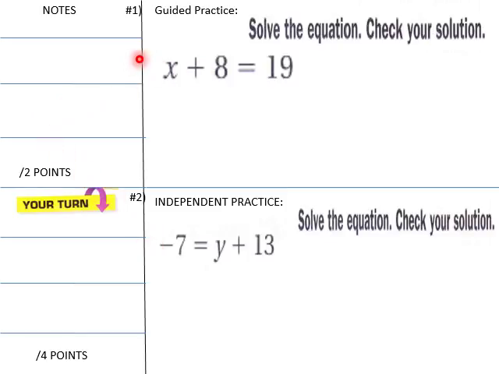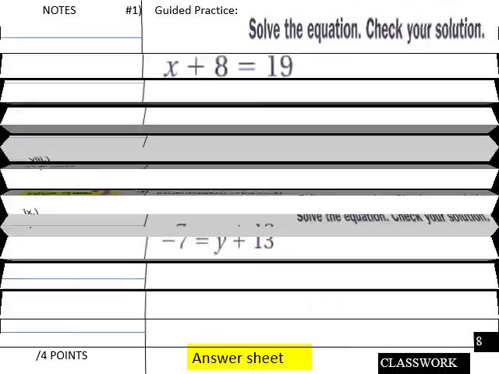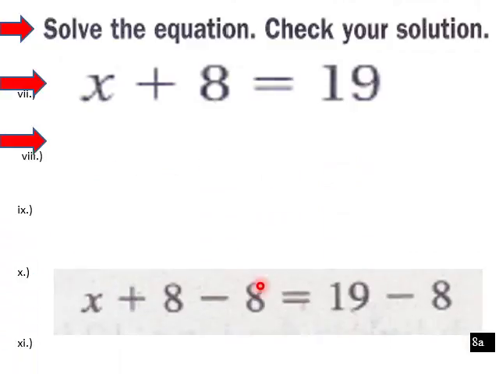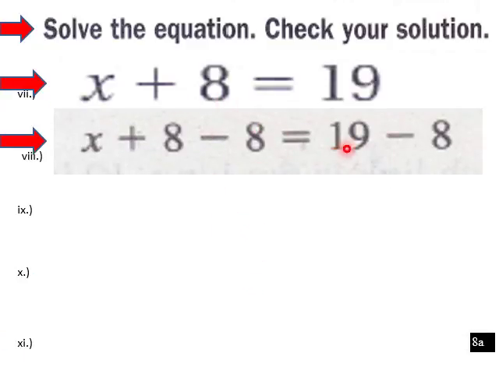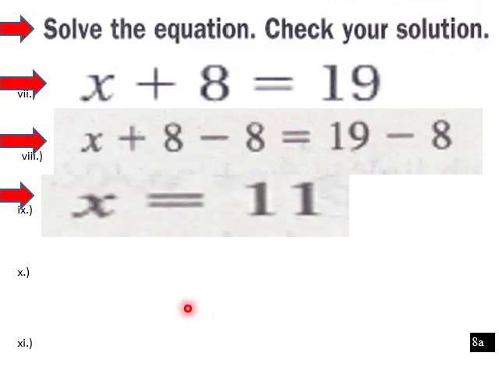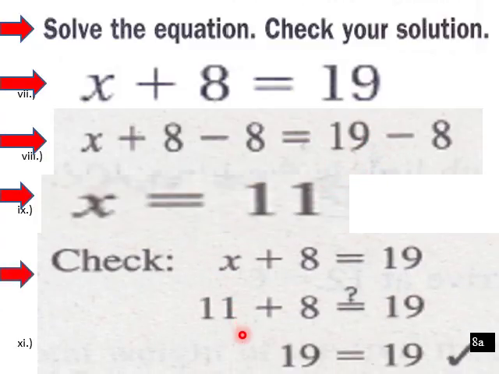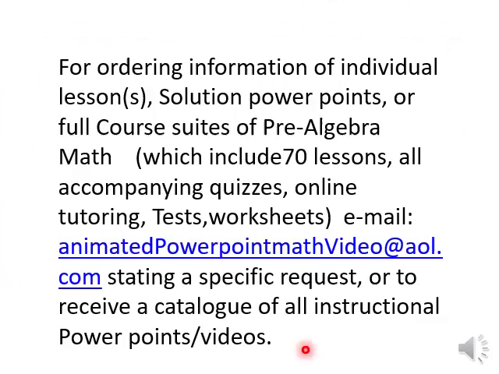Our first guided practice here: solve the equation, check your solution. Students, this is yours down here. Solve that. And we're going to our guided practice here. What do we do? We subtract 8 from both sides. This is equal to this. We still have an equal sign here. So this equals this, and we get x equals 11 in this case, 19 minus 8. Then we check. Here's our check, and it checks out.